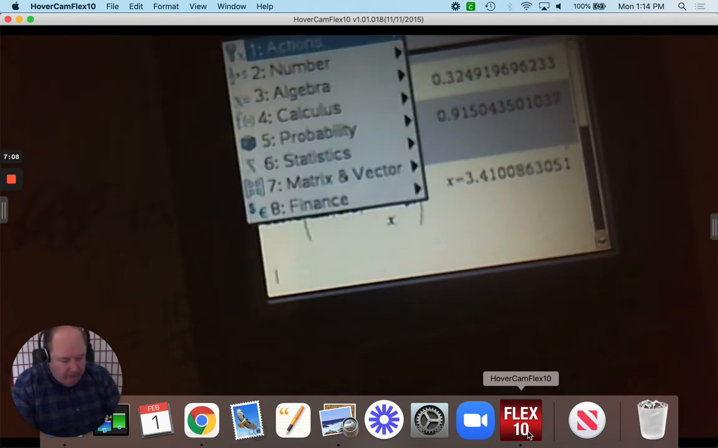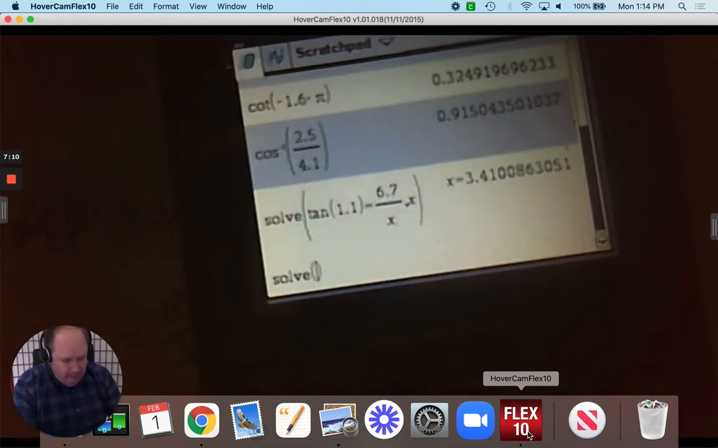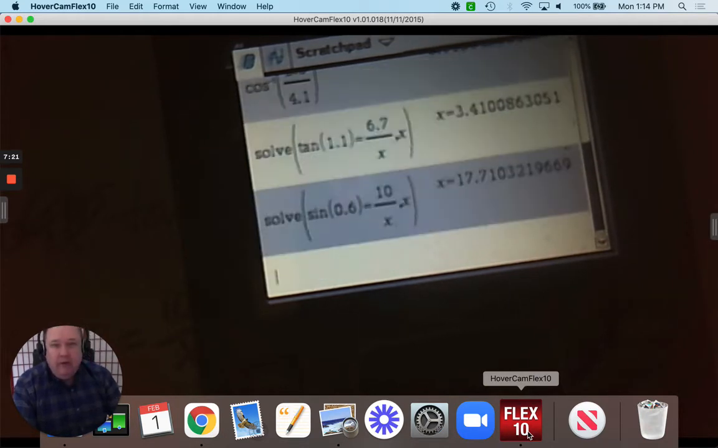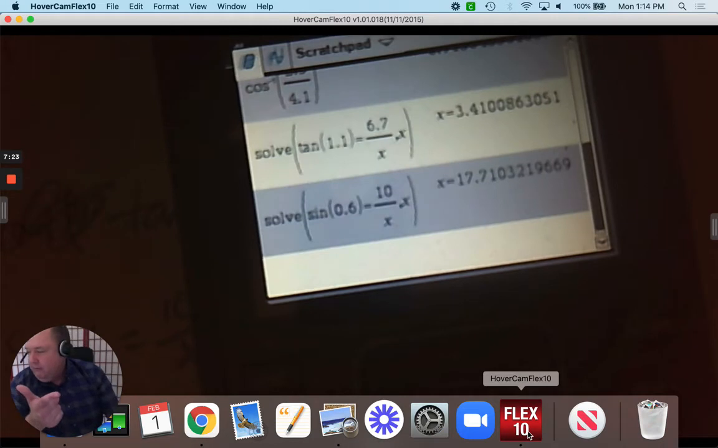So menu, algebra, solve, sine 0.6 equals 10 over x, comma x. How quick can you type it in? And it's 17.710.